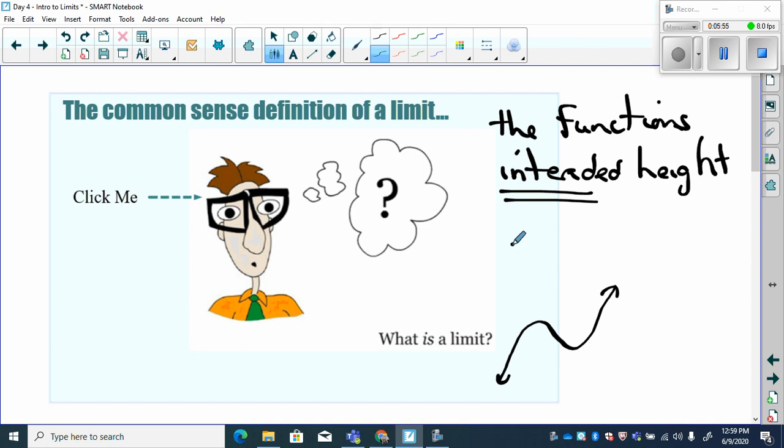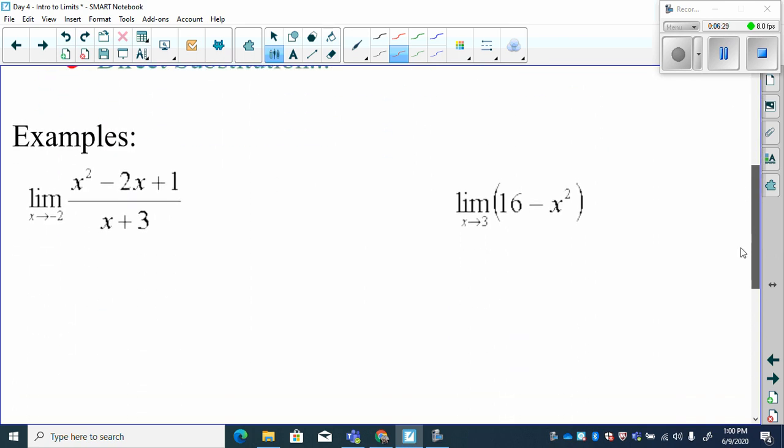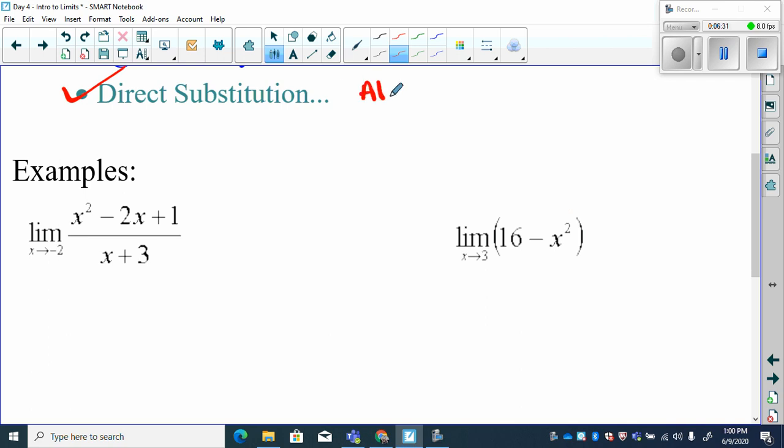They looked something like this, or like this, or maybe just a straight line, and so on. All of these are what we call continuous, and that is a concept we will explore later on in this chapter. But for now, let's talk about the limit of a function being the function's intended height, the height it intends to reach. We can evaluate limits using a graph like we did on the previous page. We can also do it using direct substitution like I showed you on the previous page. So you should always try this first.